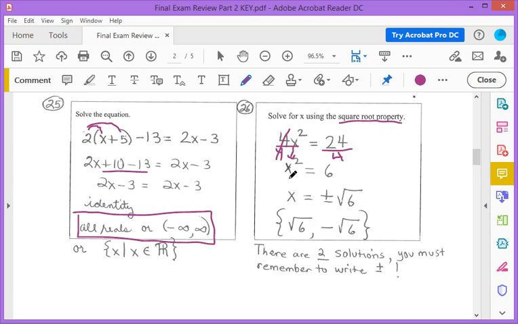So now the value of x is plus or minus the square root of 6. This will be our solution. Okay, so values square root 6 or negative square root 6. And that's what plus or minus square root 6 means. These two mean the same thing.